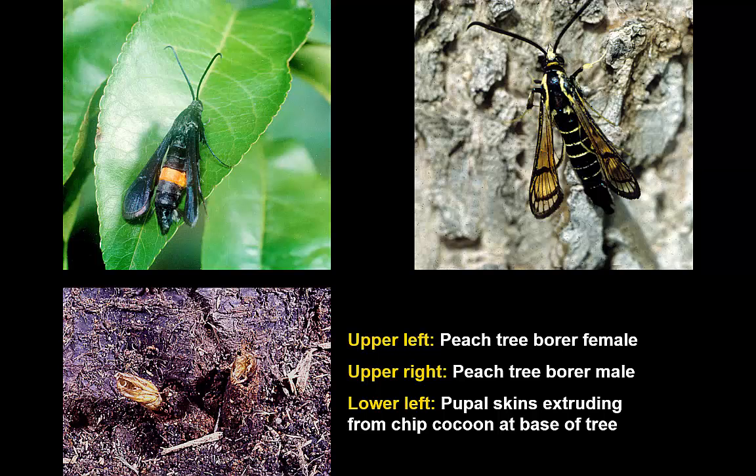So in the picture on the lower left here, it's a little hard to see, but we have a couple pupal skins that have the cocoon and the extruded pupal skins coming out of them. And out of that came either an adult female or an adult male, indicated in the left and the right.